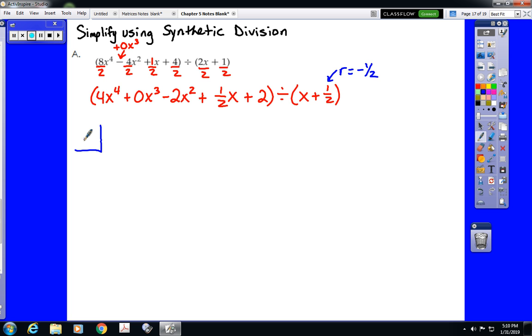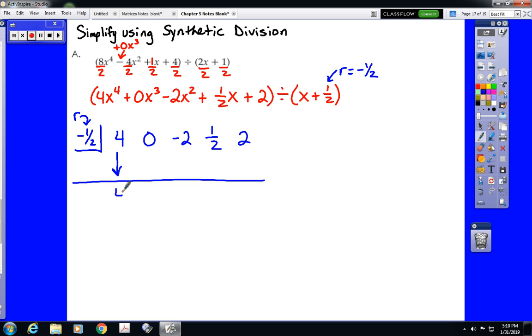So r goes in the box, negative 1/2. It's your r value that goes in the box. And then outside the box, 4, 0, negative 2, positive 1/2, positive 2. Leave a line of space for work, draw a line, drop the 4 straight down. Negative 1/2 times 4 is negative 2. Add down is negative 2.